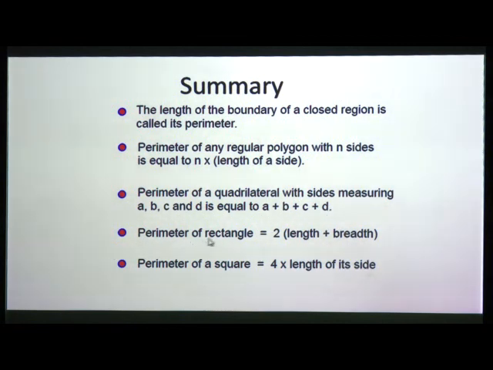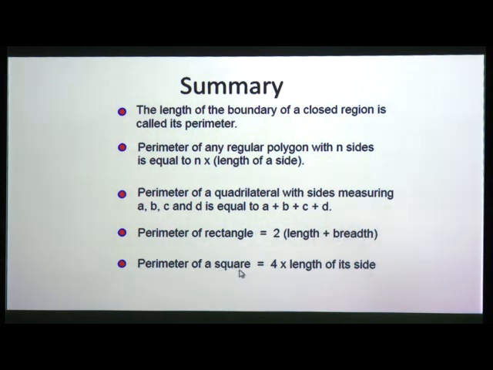Now, the perimeter of a rectangle. This formula you have learned from the 5th grade. The perimeter of a rectangle is equal to 2 inside the bracket, length plus breadth, or you can write it as L plus B. So, the perimeter of a rectangle is equal to 2 times (L plus B).